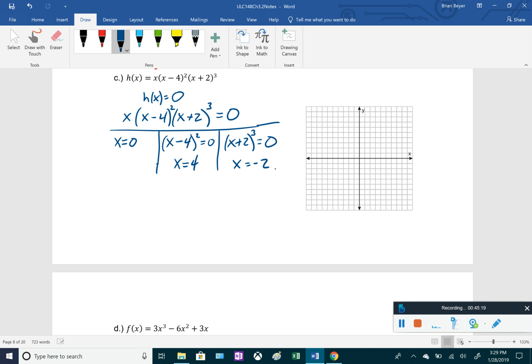So let's look at the multiplicities. For x equals 0, there's just an exponent of 1 there, which is odd. So this is odd multiplicity. The x minus 4 factor has an exponent of 2, so this has even multiplicity.